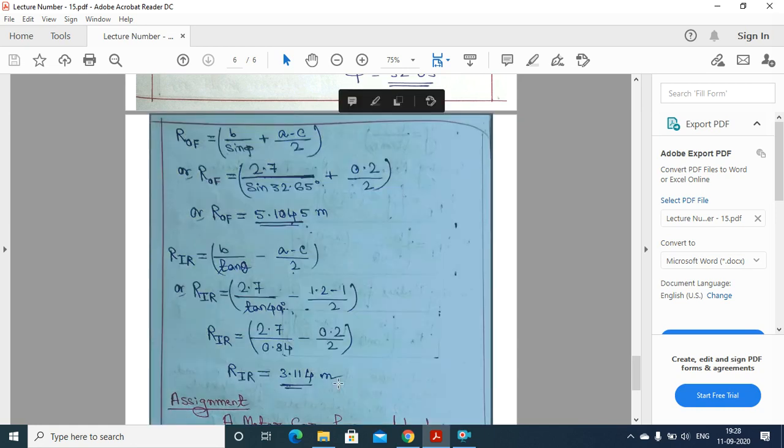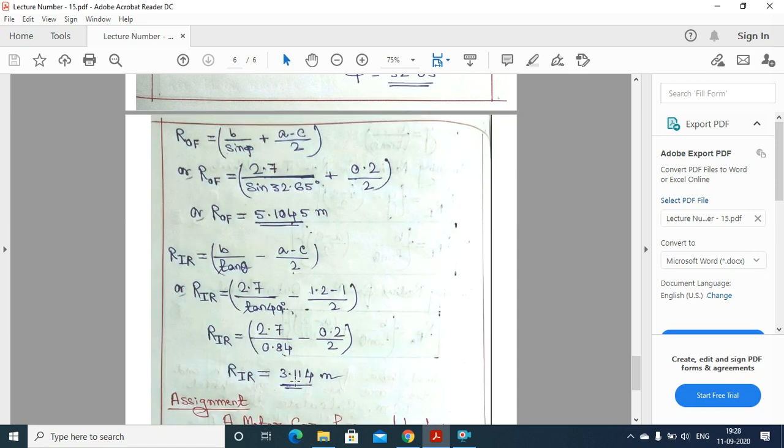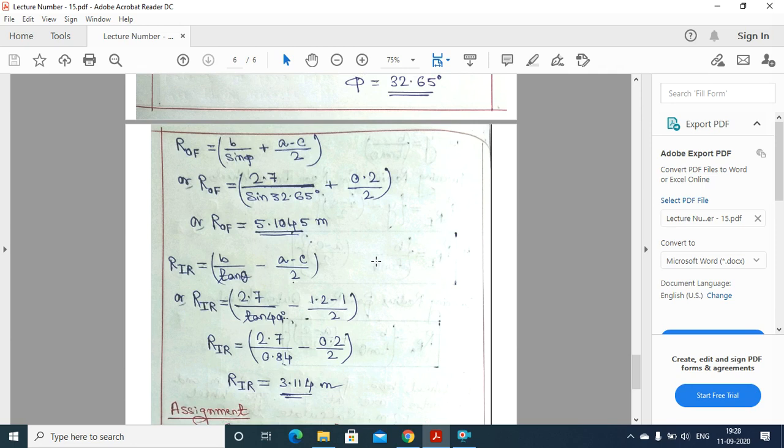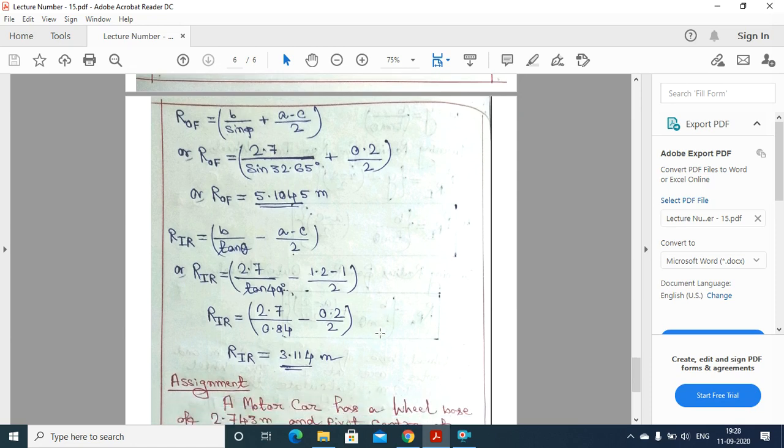So this is the turning radius for the inner rear wheel, 3.114 meter. All things have been calculated: the outside lock angle is 32.65 degree, the turning radius for the outer front wheel is 5.1045 meter, and the turning radius for the inner rear wheel is 3.114 meter.